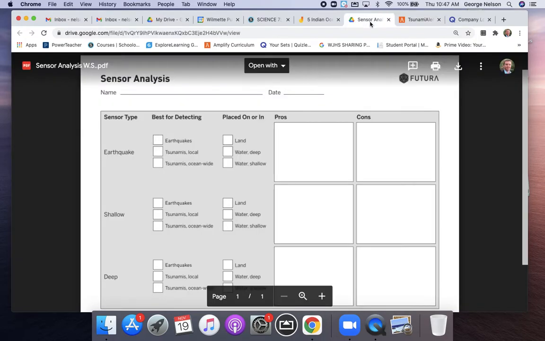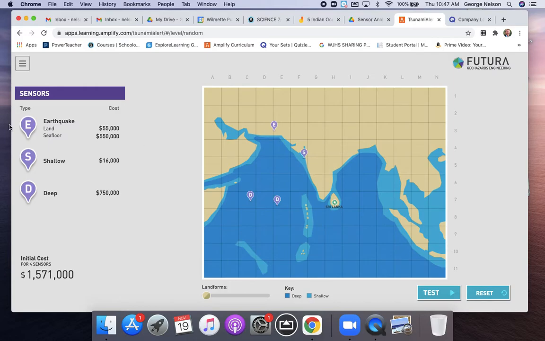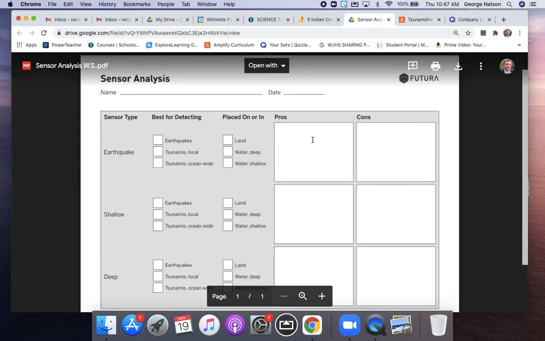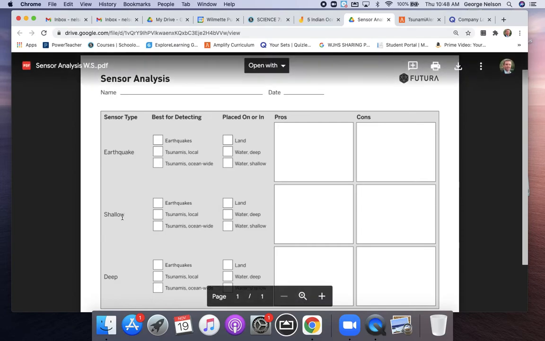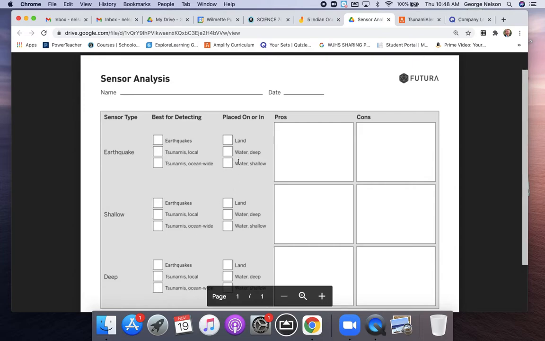All right. So you're going to figure out earthquakes, doing different tests, maybe only using earthquake sensors when you hit test, doing a bunch of them. Figure out where earthquake sensors are best at detecting. Are they best at detecting earthquakes, local tsunamis, or ocean-wide tsunamis? Do the same thing for shallow and deep. Check which boxes they should be placed on. Where are they best being placed: land, deep water, shallow water, channel? And do the same thing with those.